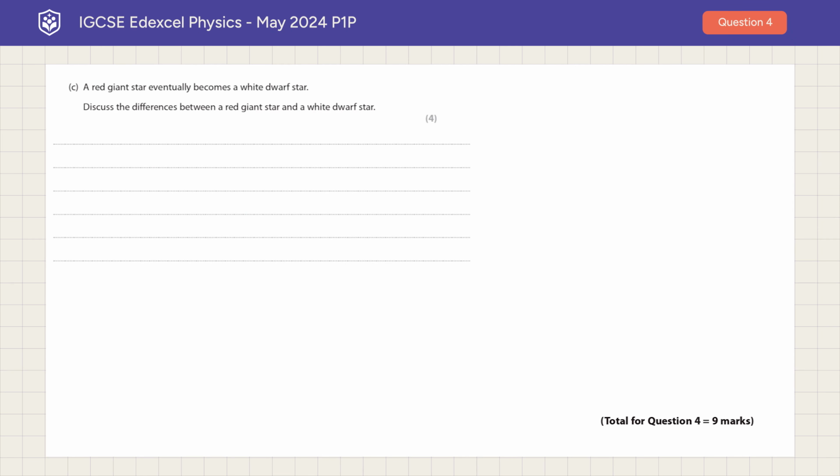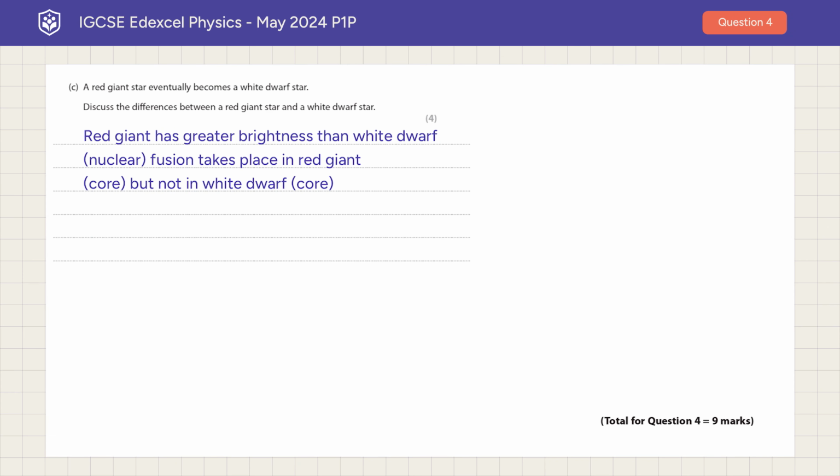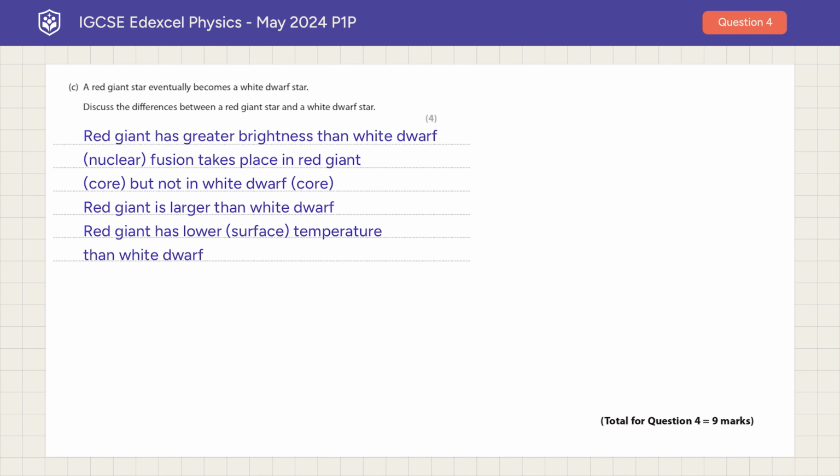For part C, we need to discuss the differences between a red giant and a white dwarf. A red giant is significantly larger and brighter than a white dwarf. This is because nuclear fusion is still occurring within the red giant's core, providing a constant source of energy. In contrast, a white dwarf is a stellar remnant where fusion has ceased. While it has a higher surface temperature and an incredibly high density, its tiny size makes it much dimmer than a red giant.